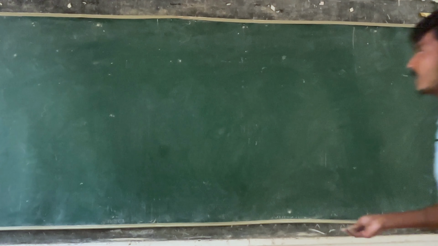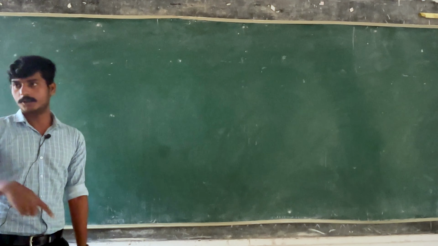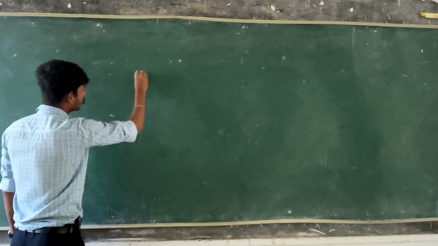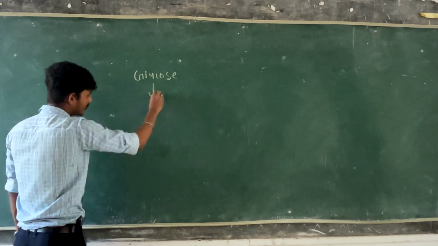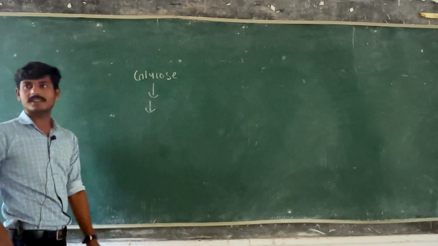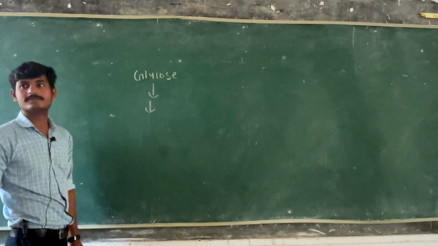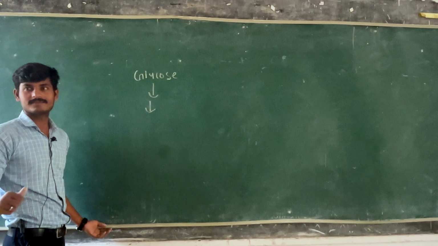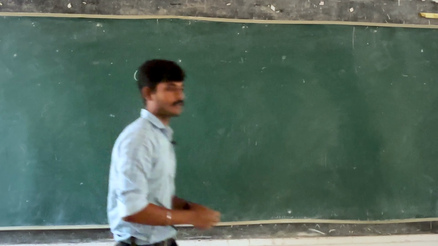Just simply say how the glucose is broken down into the energy currency. You have the glucose, and this glucose undergoes the glycolysis. How many steps are there in the glycolysis? Ten steps. It is a 10-step cycle. Fine, so this is the glycolysis.